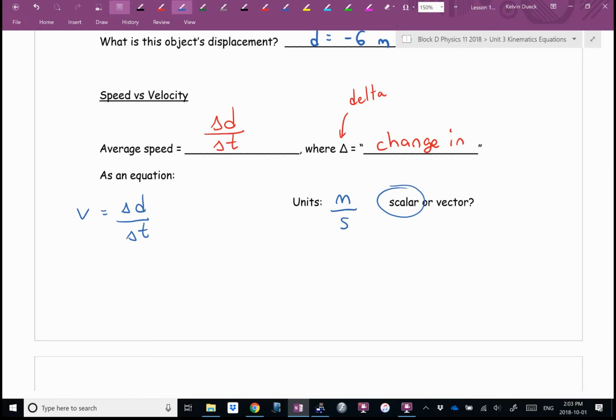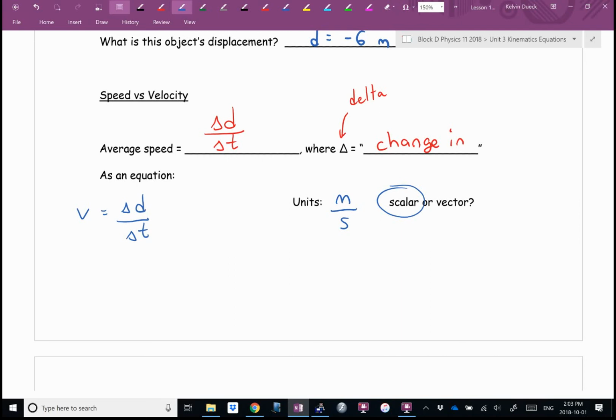Before you turn the page, here's what I'm getting at. Let's suppose that you travel to Vancouver, and let's make up some nice round numbers. Let's suppose that Vancouver is 80,000 meters away, 80 kilometers. If you knew how many seconds it took you, you would divide those two numbers, and that's your average speed.